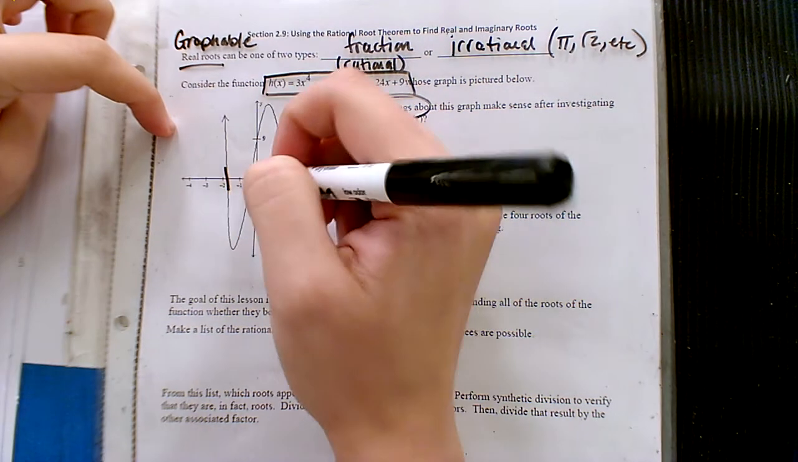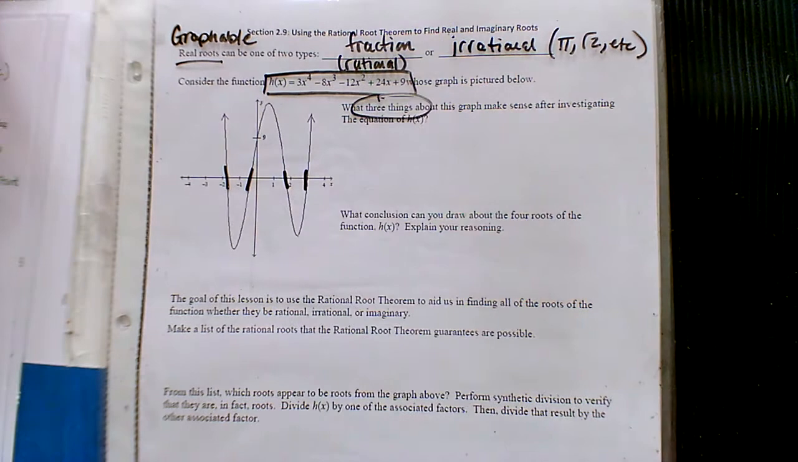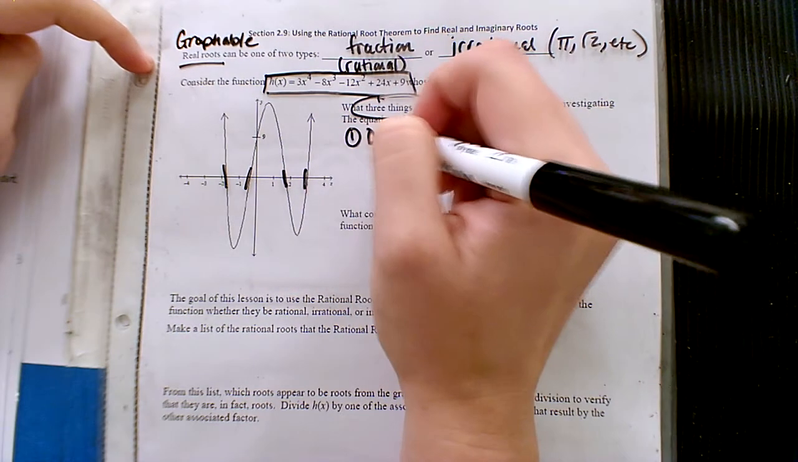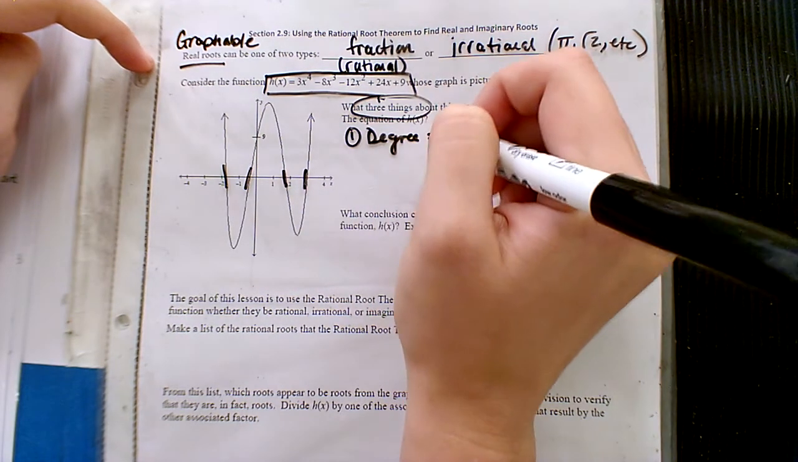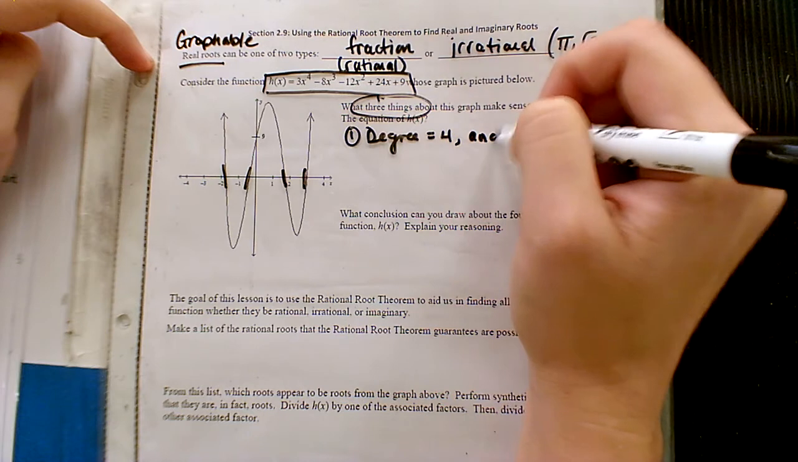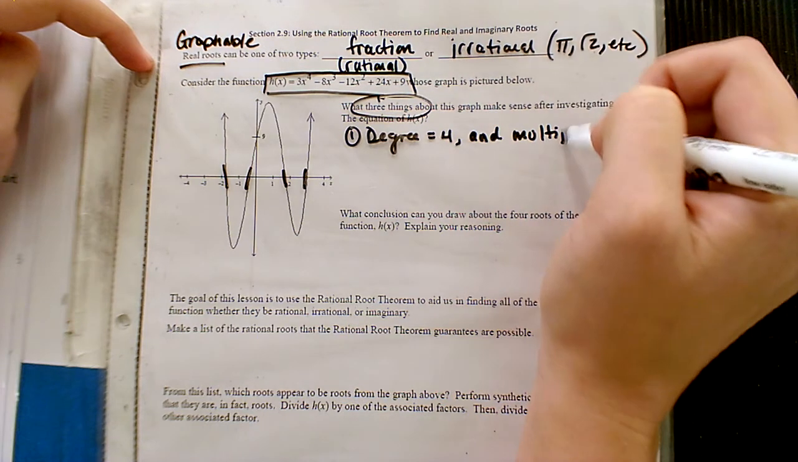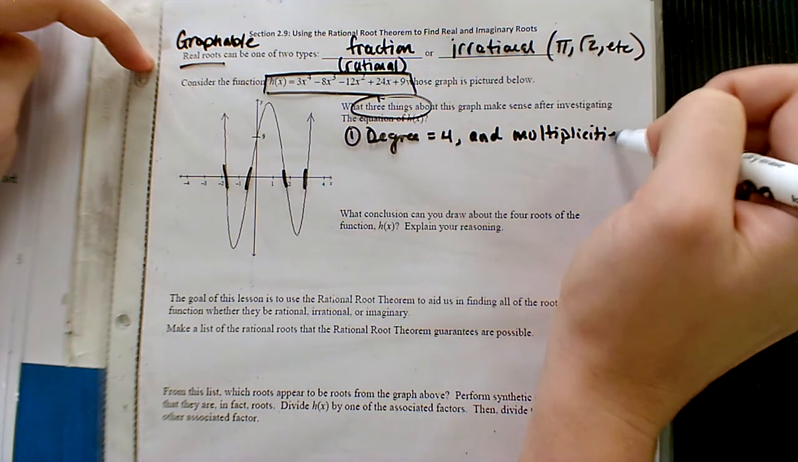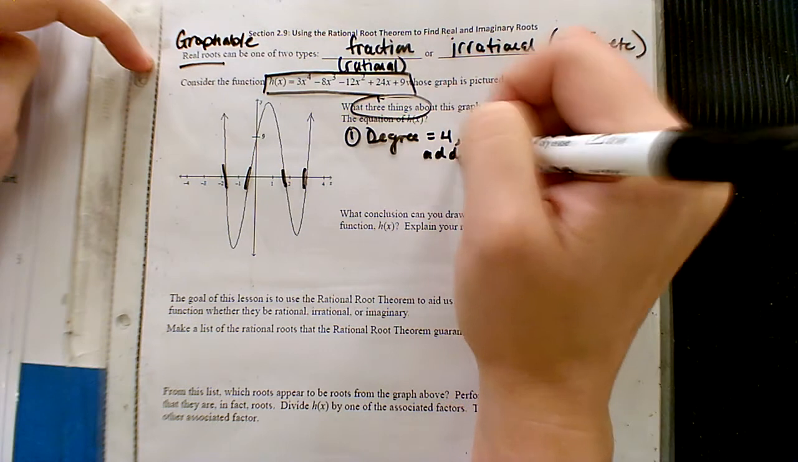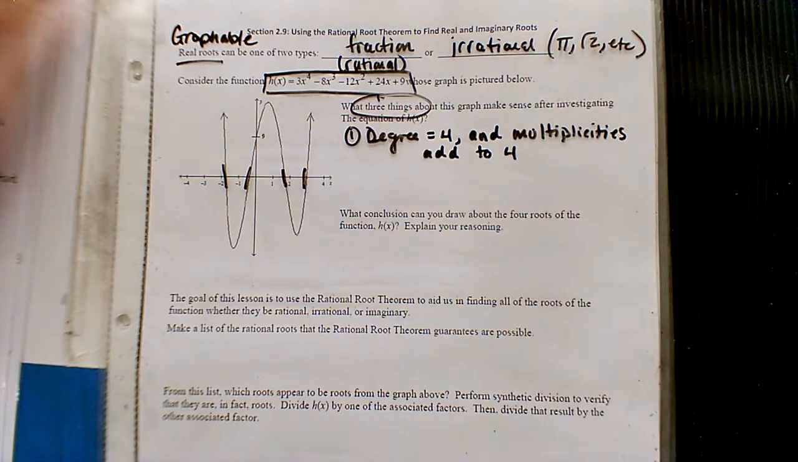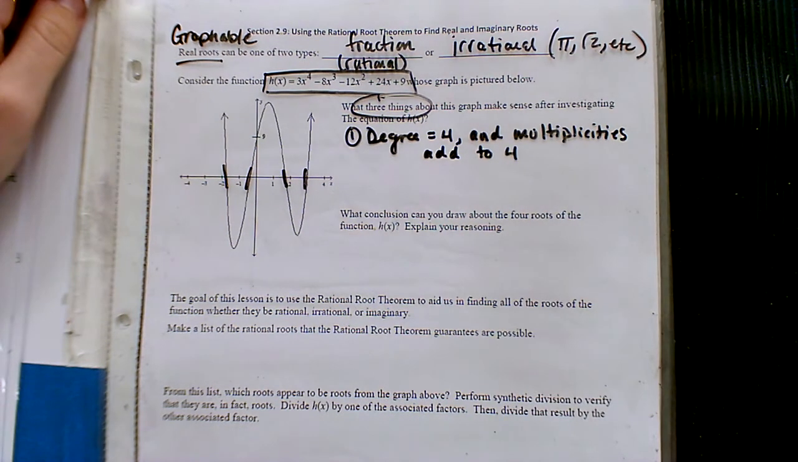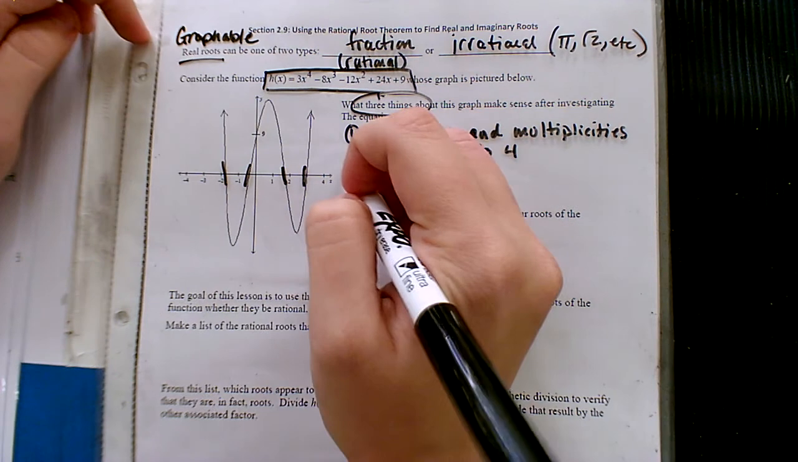What do you see? The highest is x to the 4th, and it goes through the x 4 times. Okay, 1, 2, 3, 4, all with multiplicities. Okay, so degree equals 4, and multiplicities add to 4. I like it.